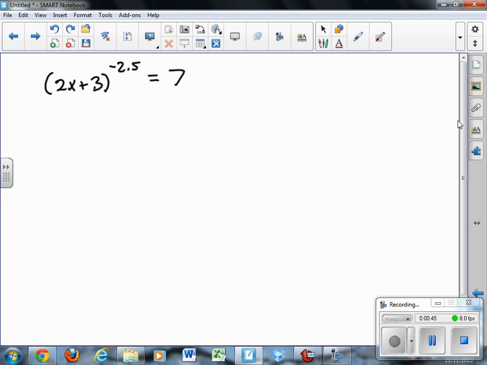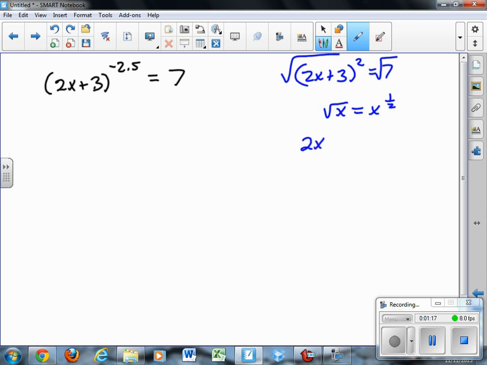So let's start with a simpler example. Let's say I just had (2x + 3)^2 = 7. And most of you say, oh, easy, take the square root of both sides, plus or minus, etc. Okay? Now, think about this. Instead of taking the square root, remember that the square root of x is just x to the 1/2 power. So I could also say (2x + 3)^2 to the 1/2 power is equal to 7 to the 1/2 power.